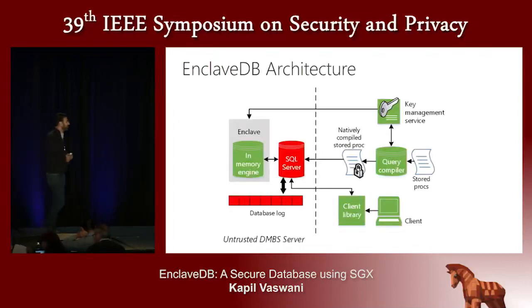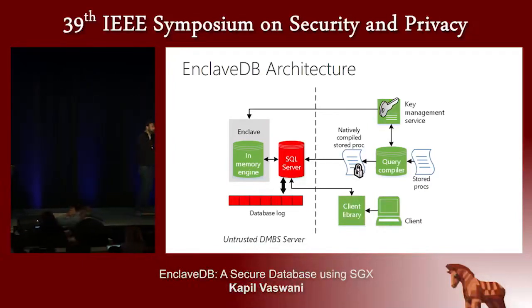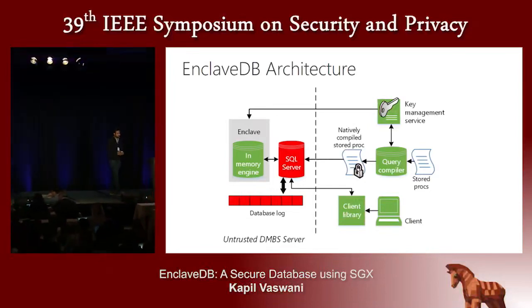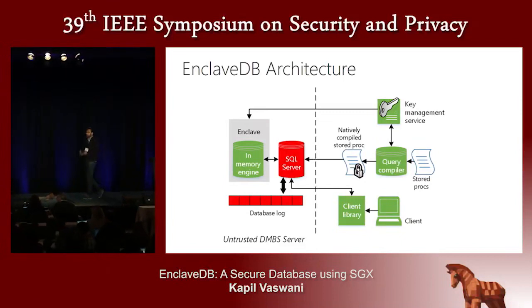So what does EnclaveDB look like? In EnclaveDB, the database is composed of server-side and client-side components. On the server side, we have an untrusted SQL Server database instance that is responsible for managing and running queries on all public data. But this SQL Server instance is modified to create an enclave and host all sensitive data inside the enclave, along with an in-memory query engine that's responsible for processing queries on sensitive data. The in-memory query engine also has a transaction manager that's responsible for concurrency control and serializing these transactions.